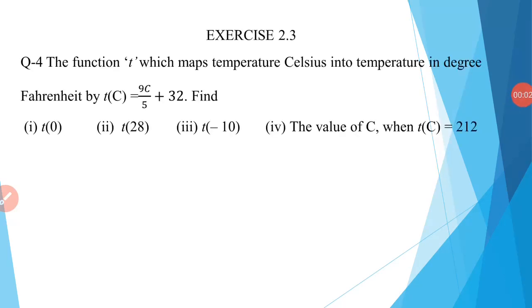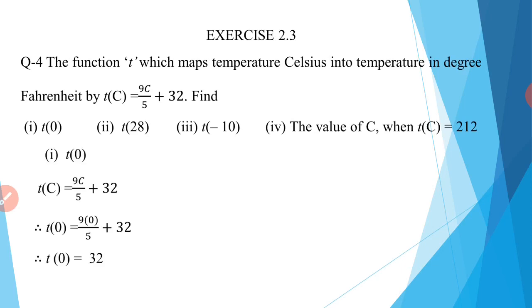Question 4. The function t, which maps temperature in Celsius into temperature in degree Fahrenheit by T of C equal to 9C upon 5 plus 32. Find number 1 T(0), number 2 T(28), number 3 T of minus 10, and number 4 the value of C when T of C equal to 212. Number 1 T(0), T of C equal to 9C upon 5 plus 32. Let us keep C equal to 0. Therefore T(0) equal to 9 into 0 upon 5 plus 32. Therefore T(0) equal to 32. It means 0 degree Celsius equal to 32 degree Fahrenheit.